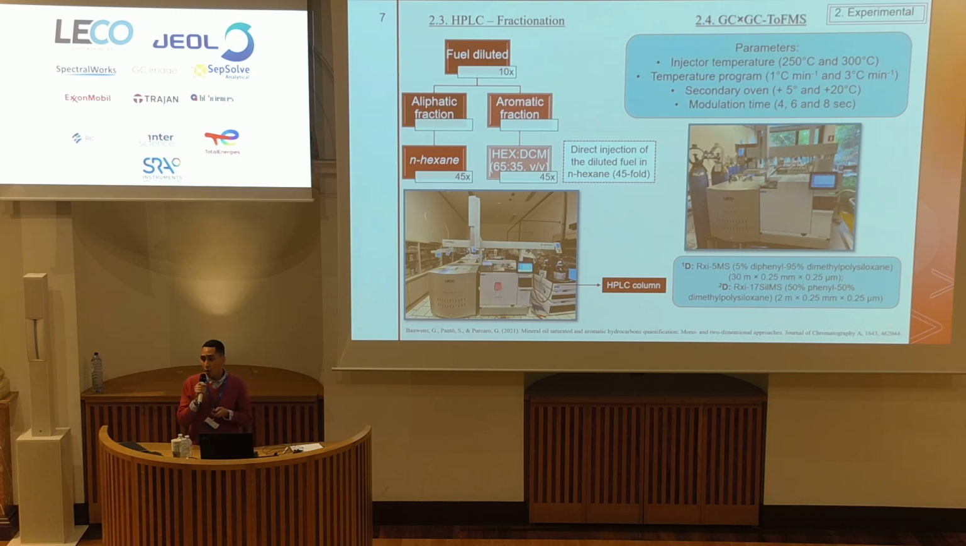The next step was the dilution of these fuels with hexane 45 times. We did that to directly inject these diluted fuels for further comparison between the fractionated and unfractionated fuels. So, after the sample preparation, we did the optimization of the chromatography method for the GC×GC-ToFMS, and these are the parameters that we optimized, and here is also the column set that we used for the analysis.